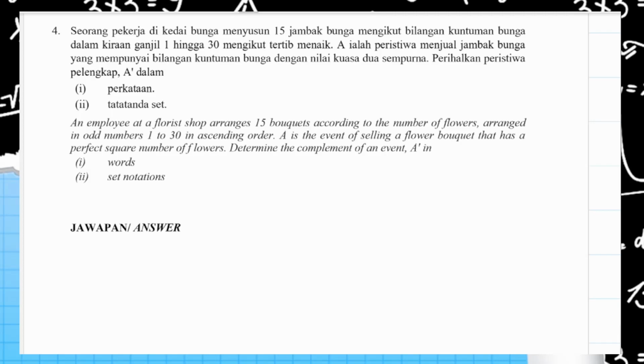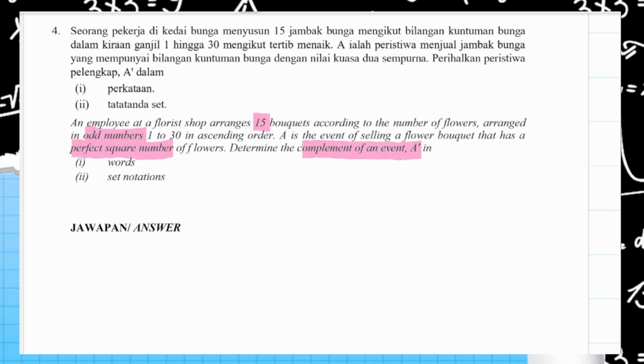Question 4. Read the question first. An employee at a florist shop arranged 15 bouquets according to the number of flowers arranged in odd numbers from 1 to 30 in ascending order. A is the event of selling a flower bouquet that has a perfect square number of flowers. Determine the complement of the event.